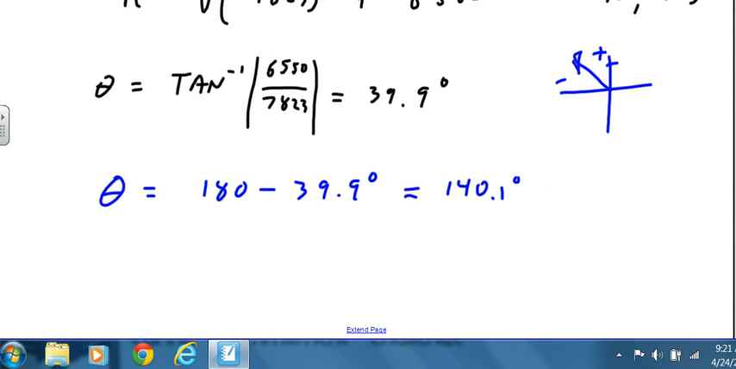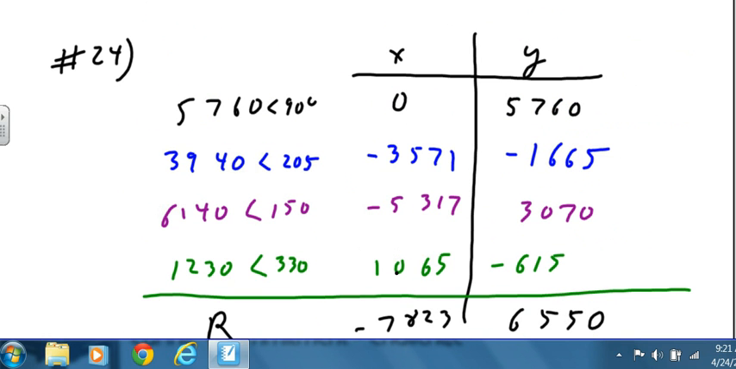Then I can say, well, I could have done the same thing with my calculator. I'm going to go back and look at the mode. I'm already in polar mode. So I'm going to put in 5760 second function complex angle 90 plus 3940 second function complex angle 205 plus 6140 second function complex angle 150 plus 1230 second function complex angle 330.